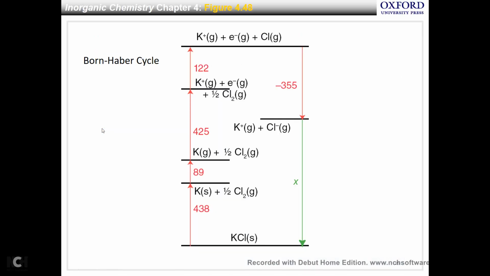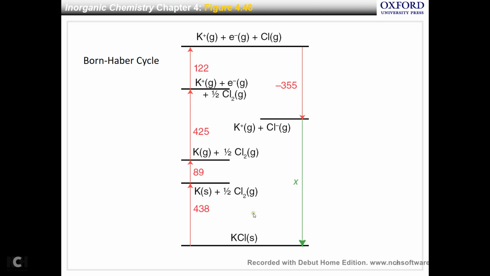Now let's look at a typical Born-Haber cycle here. How do we determine this lattice enthalpy? Well, it's very simple. We learned Hess's law. It tells us enthalpy is a state function. So if we'd like to determine the change of enthalpy, we can design different processes as long as they have the same initial state and the same final state. Then the enthalpy change is going to be exactly the same.